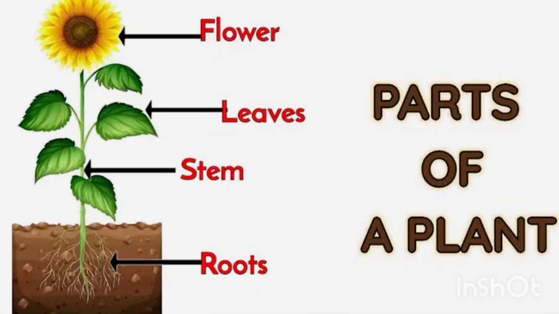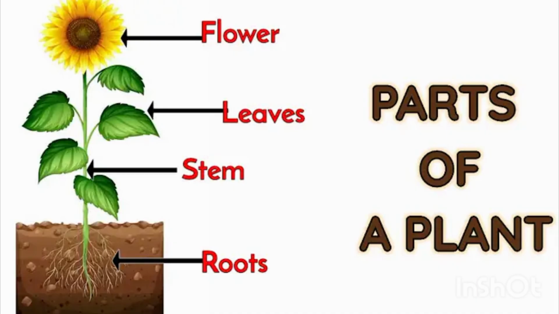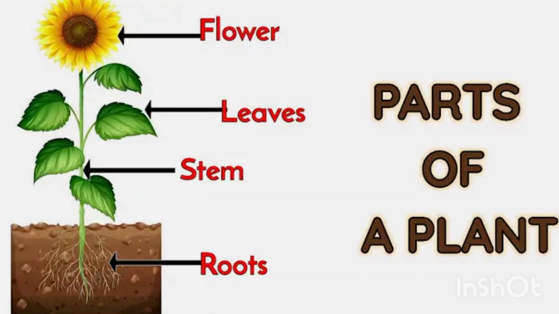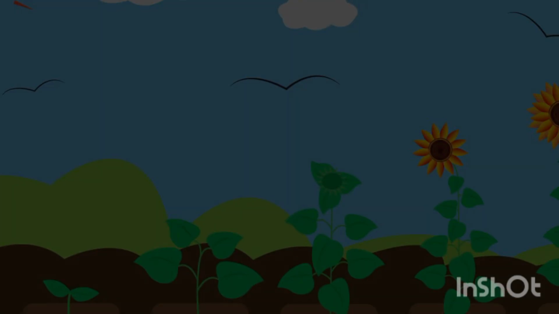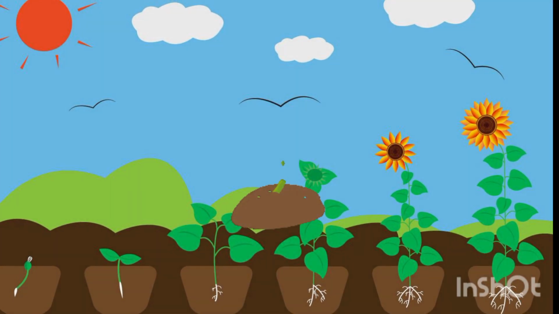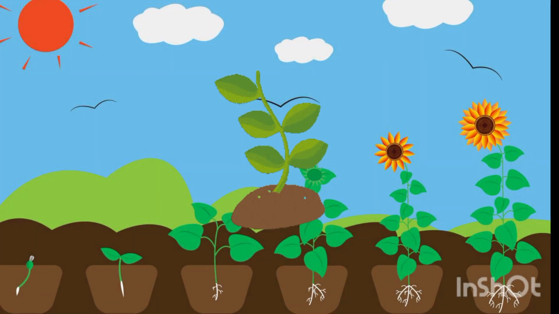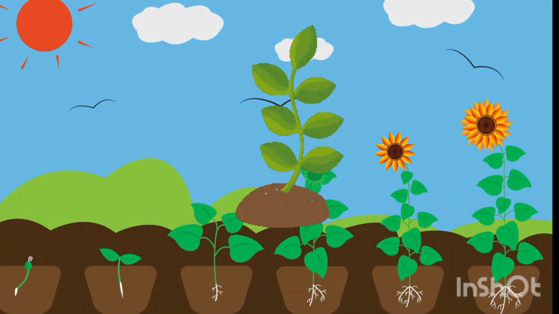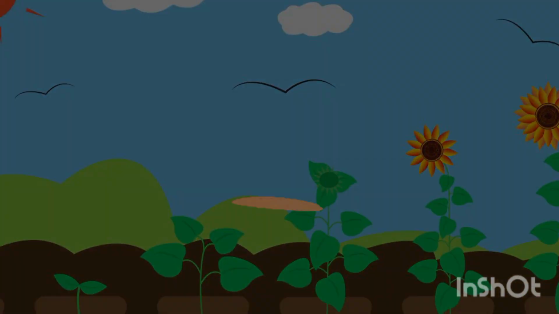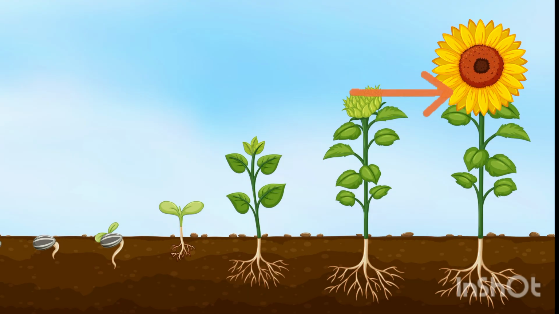Parts of a plant. Like human beings, plants also have different parts. These parts help them grow, survive, and reproduce. Some parts of the plant are above the ground, while some are below the ground.